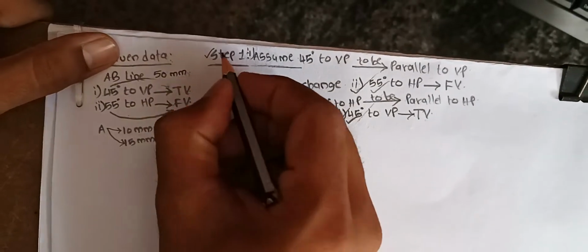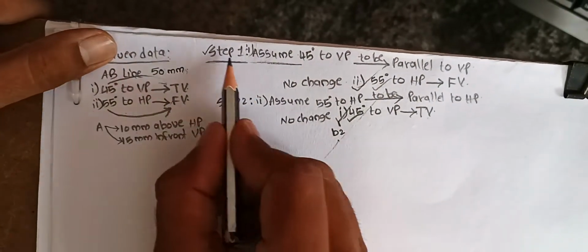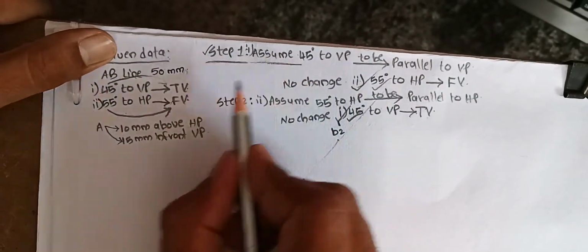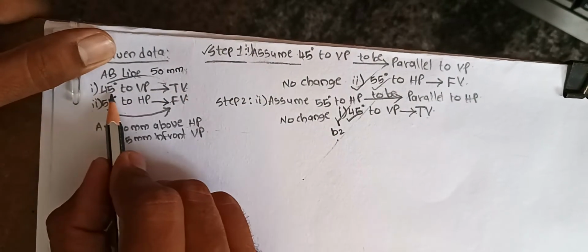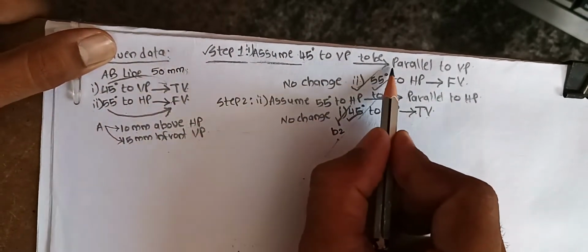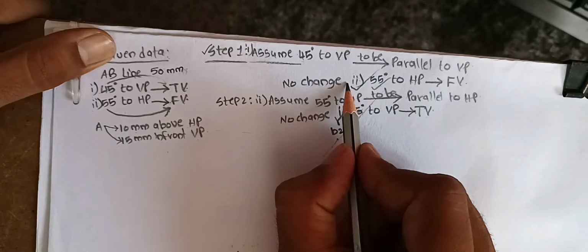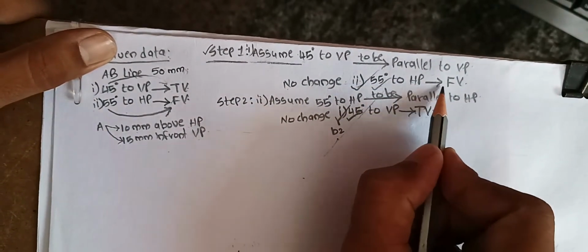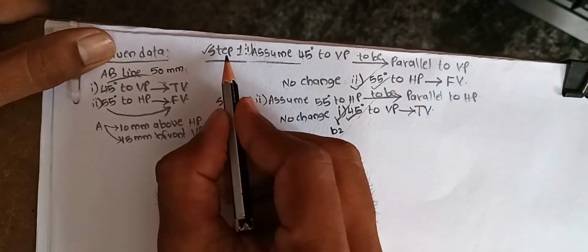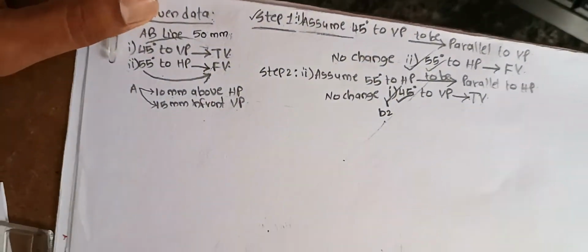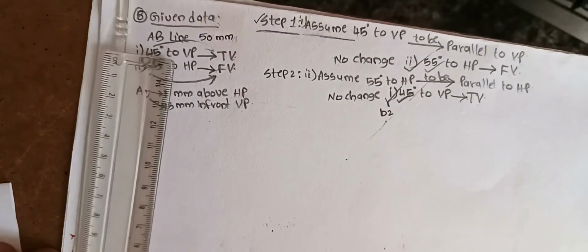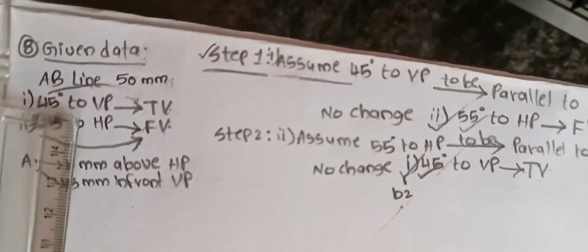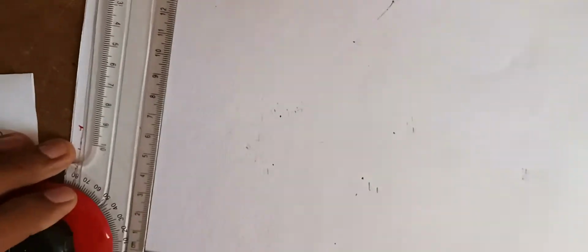Now we have to solve this problem in two steps, students. See here. In the first step we have to assume that there is no 45 degrees, that means it is parallel to VP. So there is no change in the second one, that is 55 degrees to HP. So 55 degrees to HP means now we are going to consider the 55 degrees angle, students.